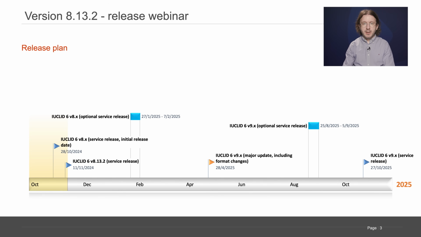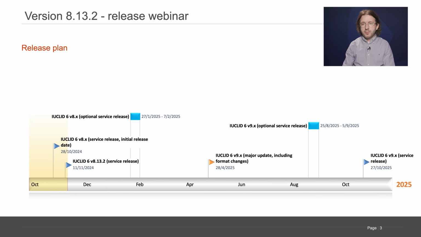Next year, at the beginning of the year, we will have an optional service release, mainly containing bug fixes and also configuration changes, such as changes to the validation rules configuration or the report templates files. After that, at the end of April, we have our usual format update release. This will be Euclid 6 version 9, and this will include migration to make sure that all the format changes can be implemented correctly on the Euclid side.